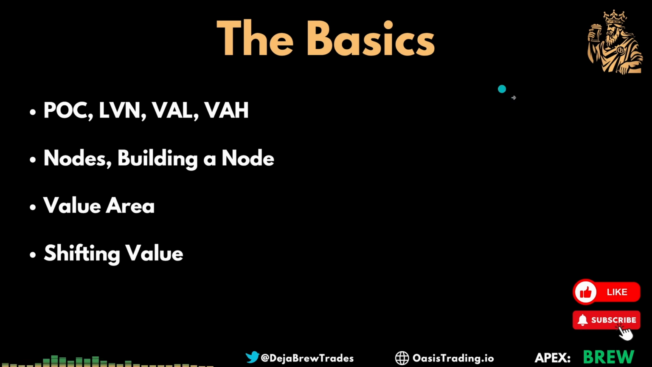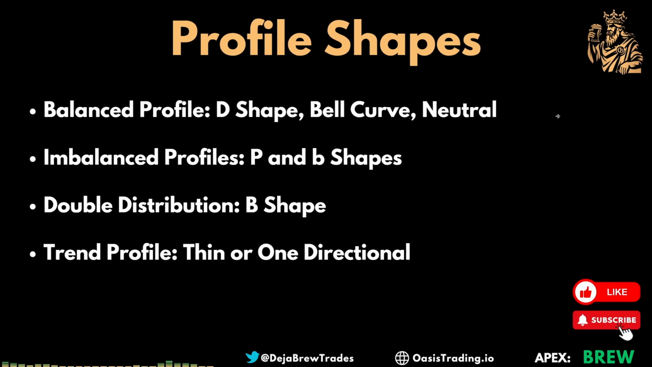But before we get into that, let's just talk about all the different things we are going to discuss later in the video. So obviously we talked about profile shapes earlier. We're going to get into balanced profiles, the D shapes, the bell curves, the neutral profiles, the imbalanced profiles, the capital P, the lowercase b. Why are they bullish bias? Why are they bearish bias? That sort of thing. What is a double distribution profile, also known as a capital B? What makes them bullish? What makes them bearish? And how can we trade those? What is a trend profile? A thin or one-directional profile, right? And how can we develop a trade plan based on that profile shape?